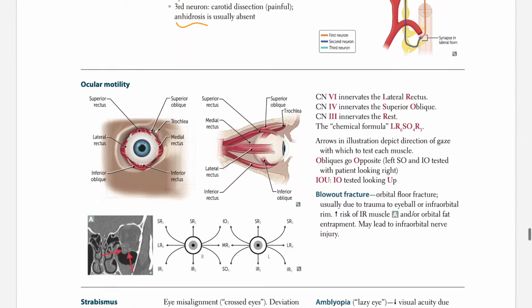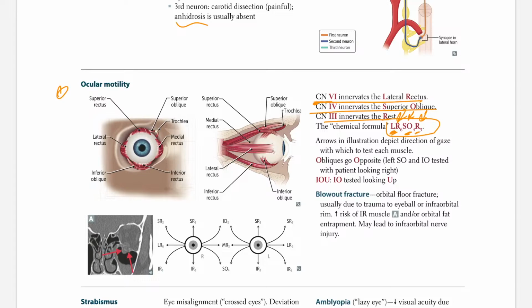Let's look at the next thing, which is called ocular motility. Okay, simple. No rocket science about it. All we gotta know is this mnemonic, which is LR6 SO4 R3. Lateral rectus by CN6. SO4, superior oblique by CN4. And R3 means the rest of the muscles by the third cranial nerve, CN3. So that's what they mention here, the same thing as I just said.